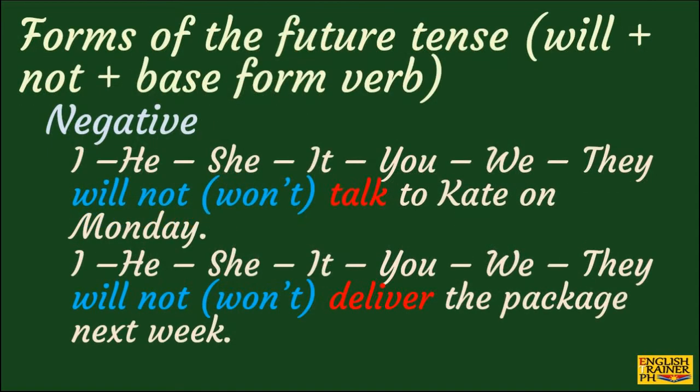Now to make our sentences negative, all we need to do is to add not after our auxiliary verb will. So, I will not talk to Kate on Monday, and the contraction is I won't talk to Kate on Monday. The second example, they will not deliver the package next week, or you can say they won't deliver the package next week.